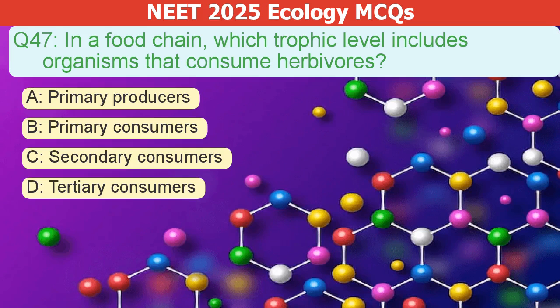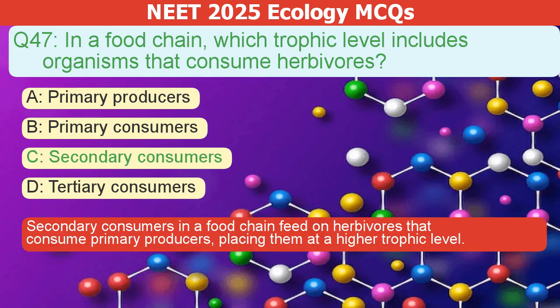In a food chain, which trophic level includes organisms that consume herbivores? A. Primary producers. B. Primary consumers. C. Secondary consumers. D. Tertiary consumers. The correct answer is C. Secondary consumers in a food chain feed on herbivores that consume primary producers, placing them at a higher trophic level.